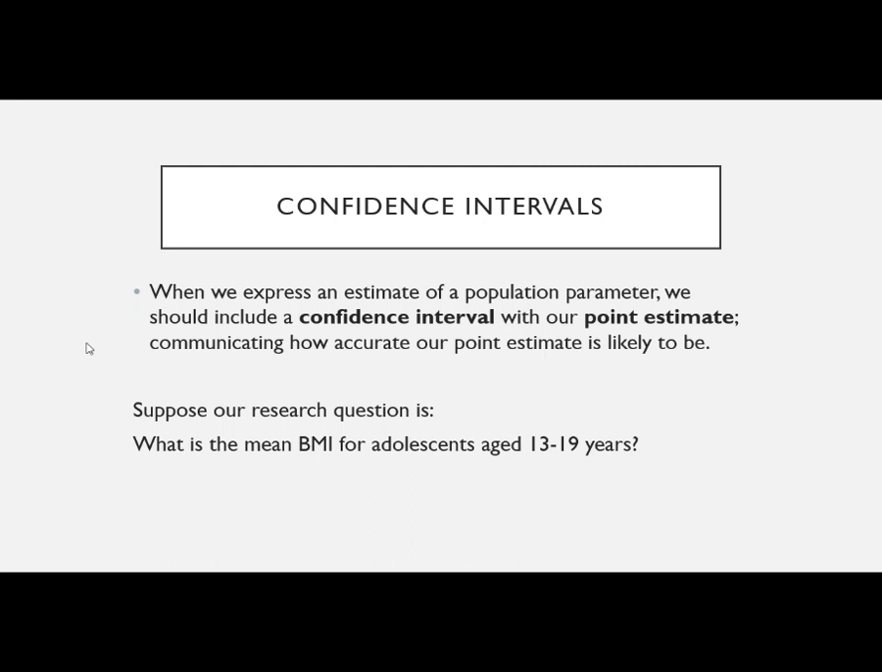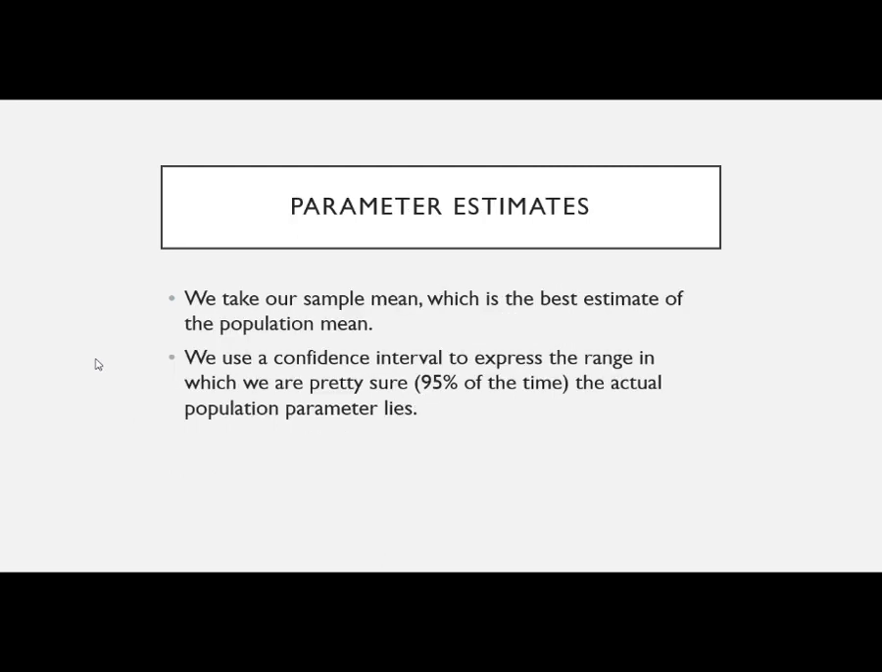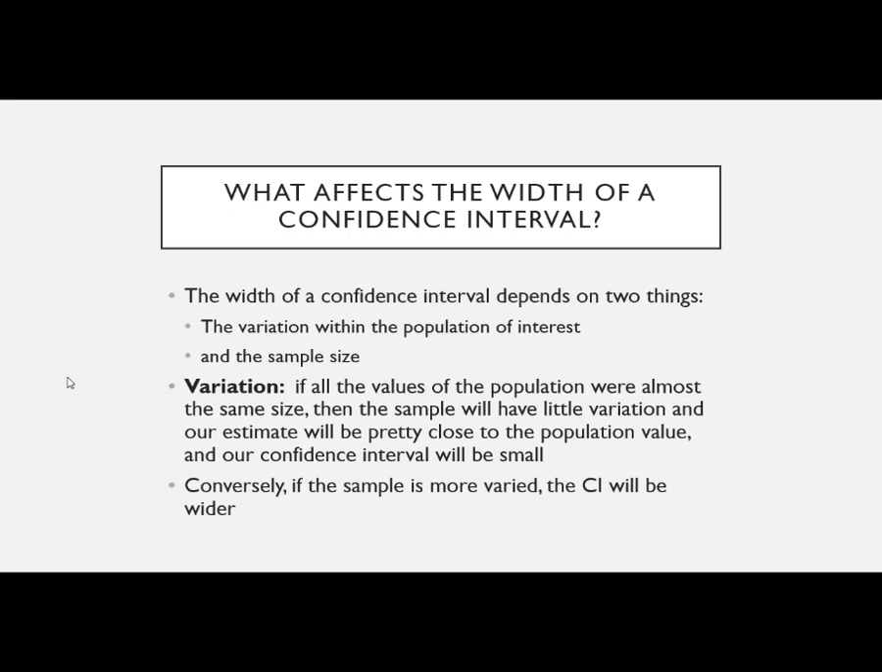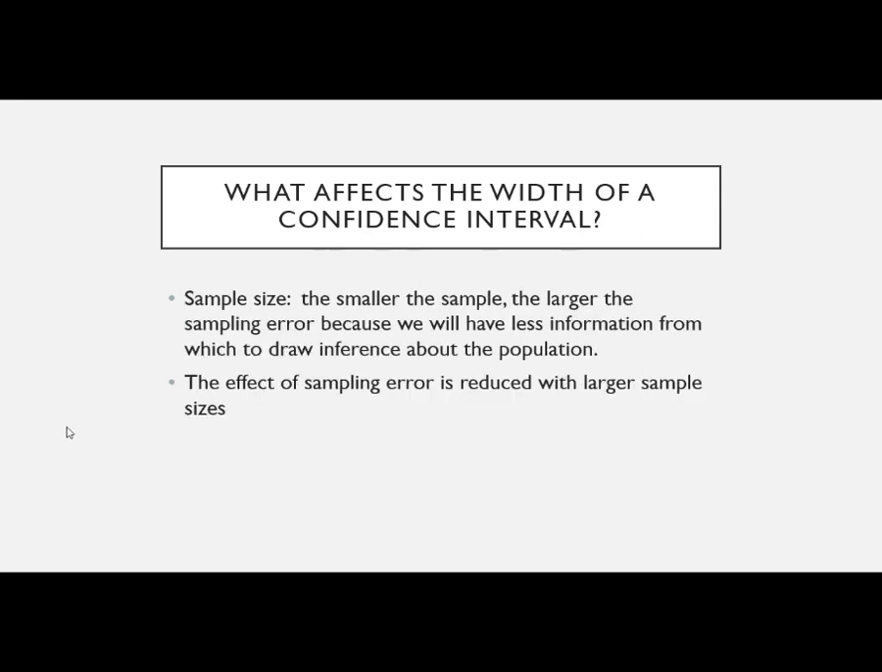So suppose our research question is, what is the mean body mass index for adolescents aged 13 to 19 years? We take our sample mean, which is the best estimate of the population mean, and we use a confidence interval to express the range in which we are pretty sure, 95% of the time, that the actual population parameter lies. The width of the confidence interval depends on two things: the variation within the population of interest and the sample size. Variation. If all the values in the population were almost the same size, then the sample would have little variation and our estimate would be pretty close to the population value, and our confidence interval will be small. Conversely, if the sample is more varied, the confidence interval will be wider.